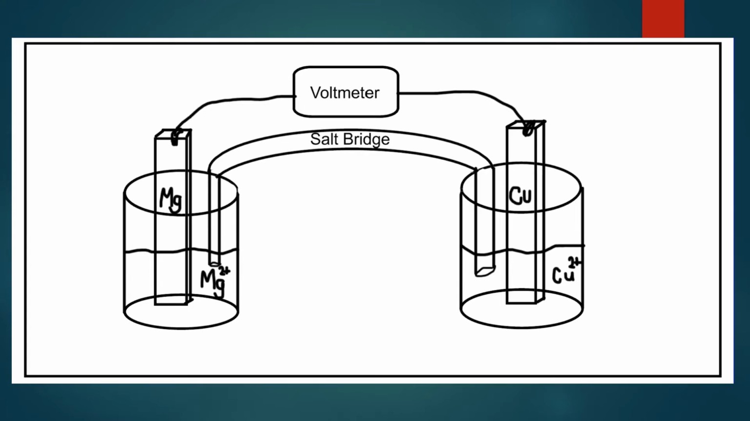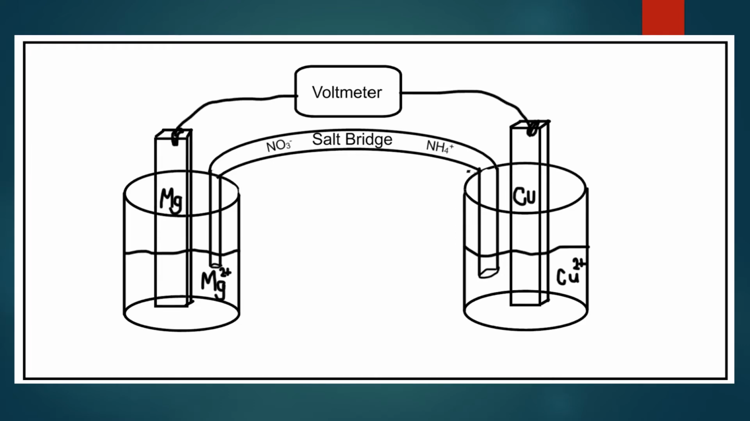Finally, to complete the circuit, I'm going to add a salt bridge. The salt bridge can have a number of different salts in it. The role of that salt bridge is to connect the circuit and make sure that cations and anions can flow between the two beakers and level out. In this situation, I'm going to put ammonium nitrate, because ammonium and nitrate are both spectator ions and won't participate in the reaction, nor are they going to precipitate out of the reaction.